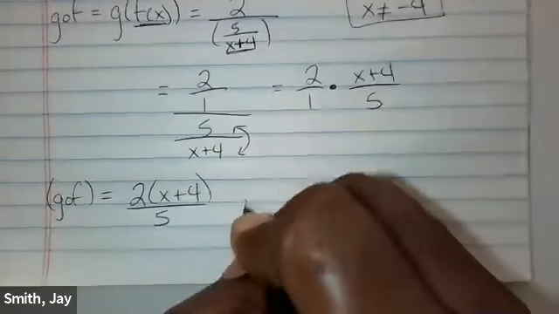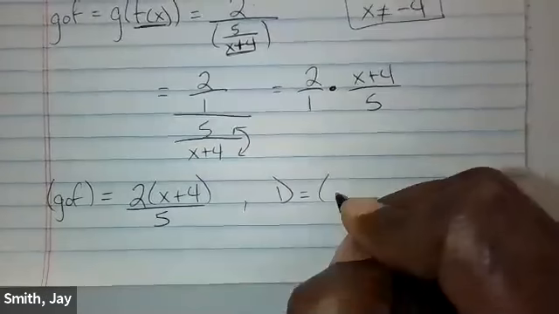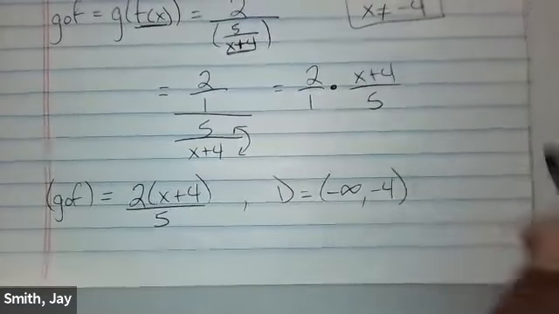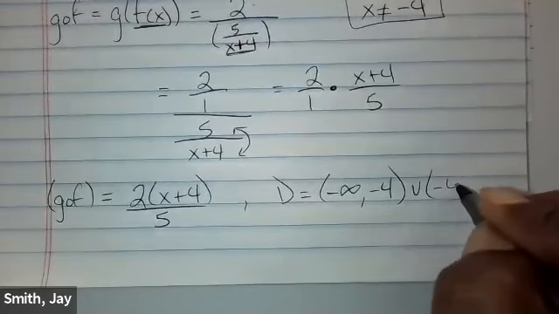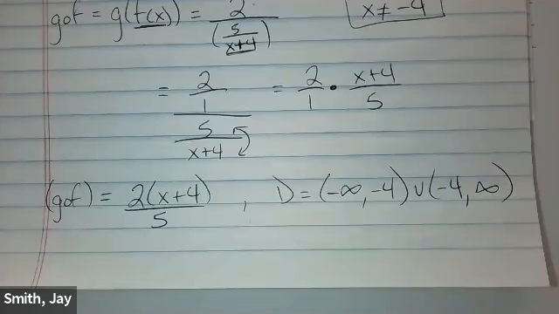In terms of domain, remember our domain is every value except for -4, which gives me 2 intervals. Negative infinity to -4 are all the values less than -4. Union -4 to infinity are every value greater than -4.